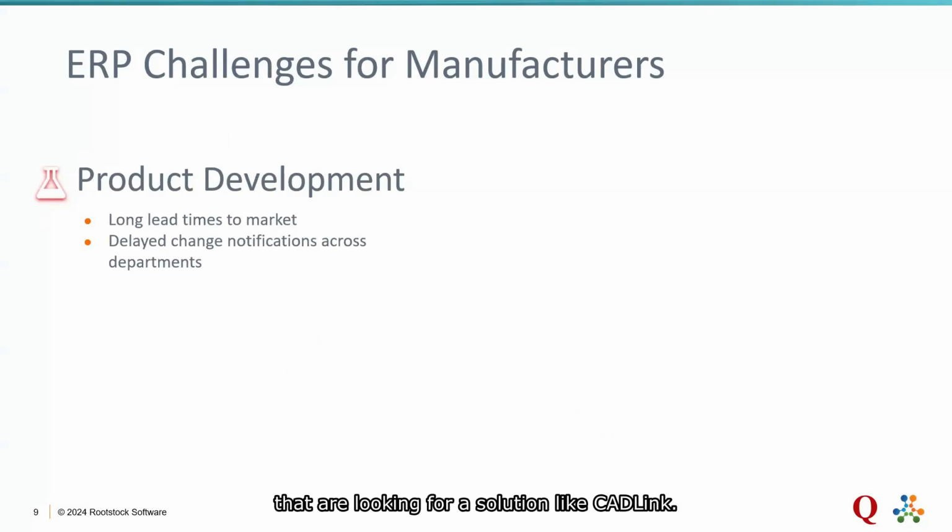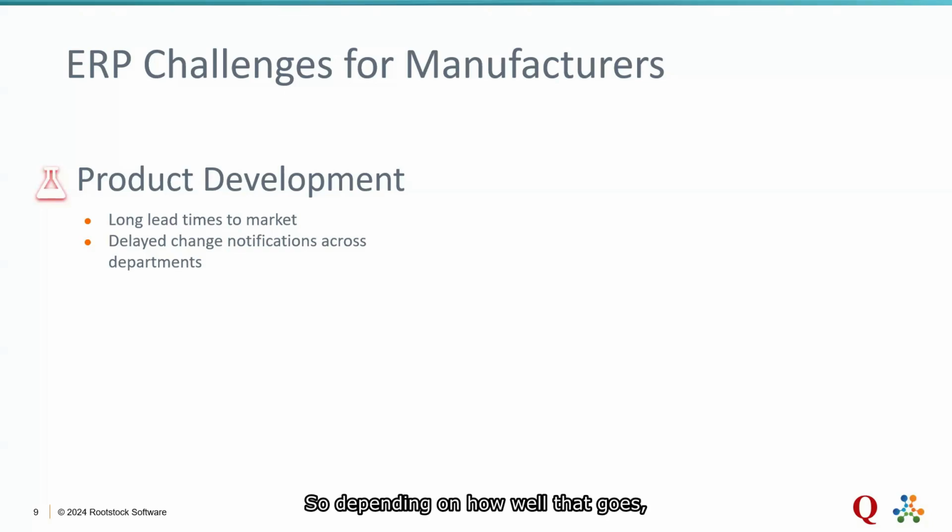Oftentimes, prospects that come to us that are looking for a solution like CADLink, we find that they're struggling a lot with product development. And what I mean by this is oftentimes when they're doing manual data entry or a different process when entering their BOMs into Rootstock, they often suffer from longer lead times to market because it takes longer to go from engineering to production. So they struggle to get that data into Rootstock quickly and accurately. And that means that they're spending longer time to go to market, means less time actually spent on creating products to sell and more time spent on data entry.